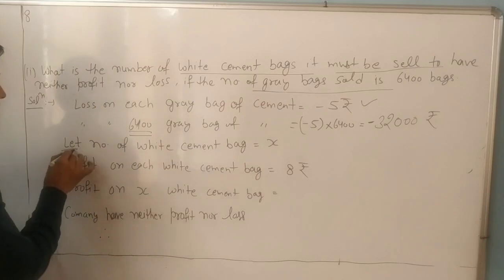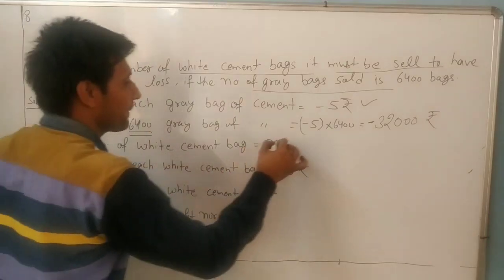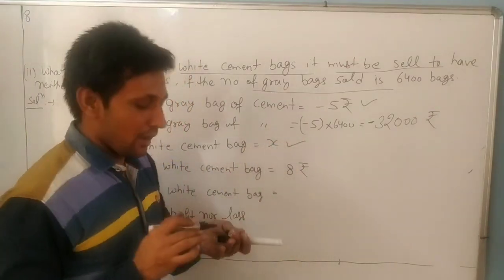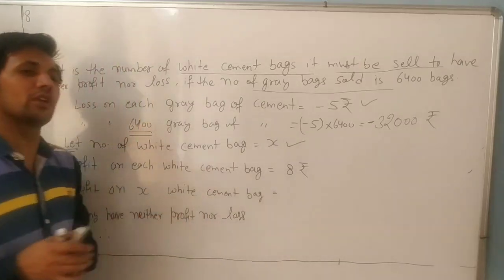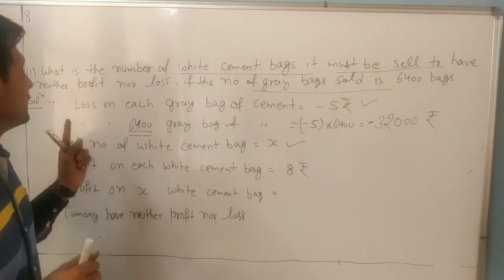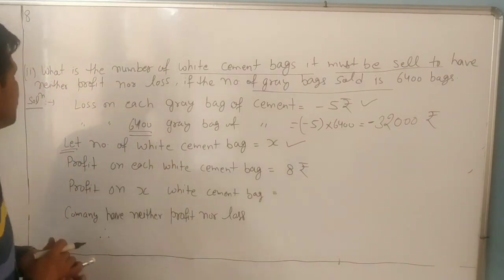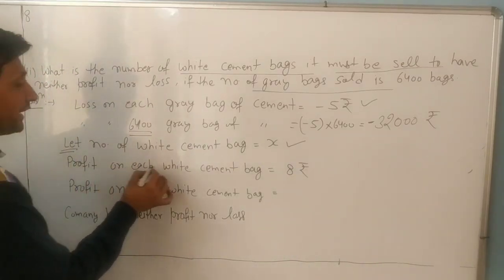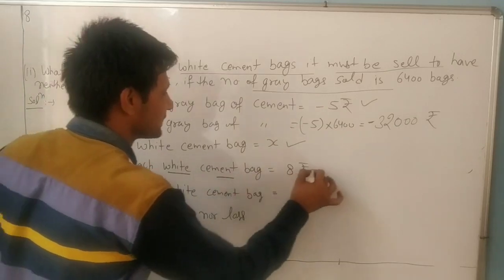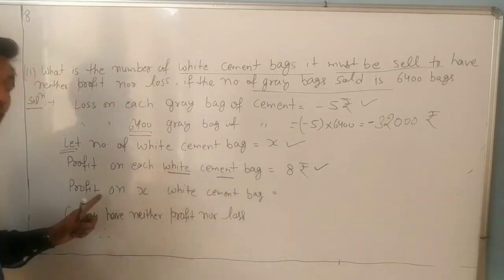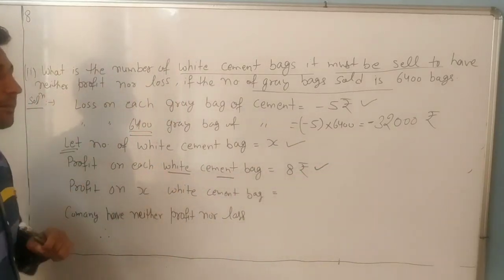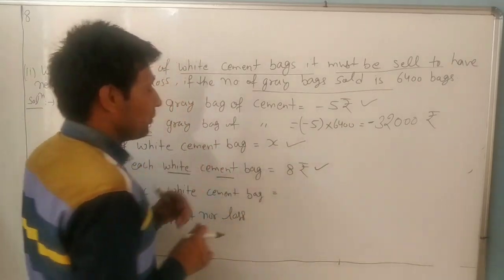Now we have to find the number of white cement bags. So let the number of white cement bags be X. Understand here? Whenever a question asks how many, we will suppose it. Let the number of white cement bags be X. So profit on each white cement bag is how much? 8 rupees. So profit on X white cement bags is how much?